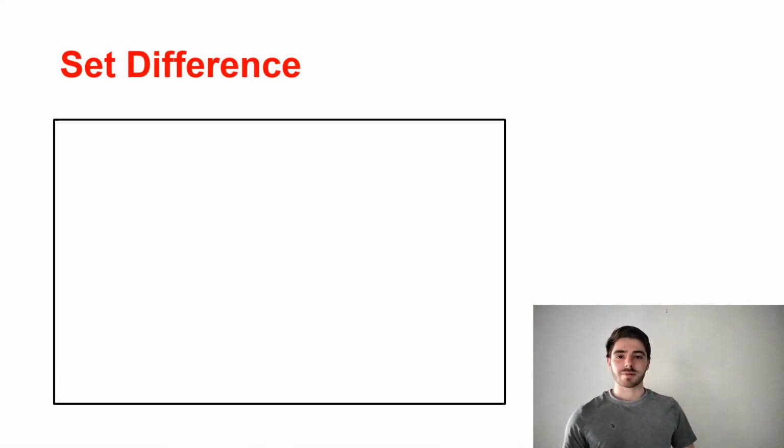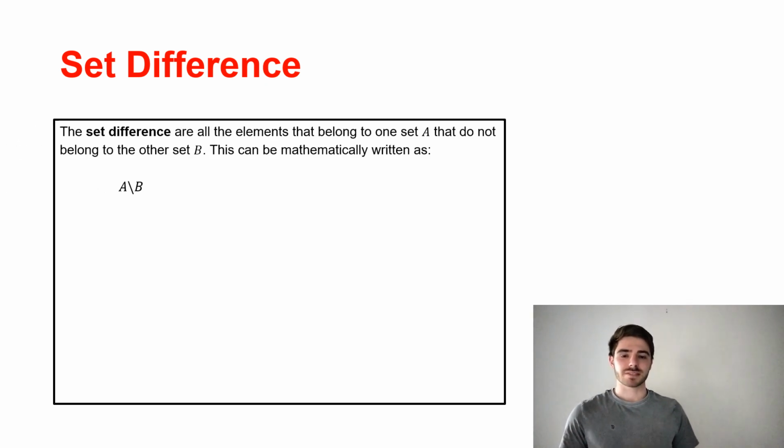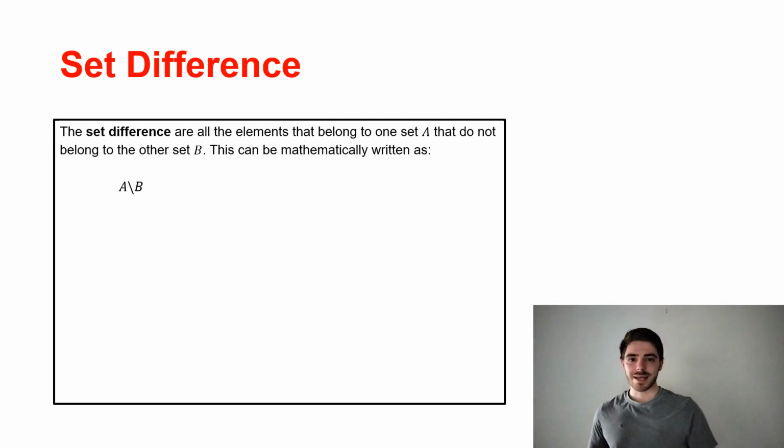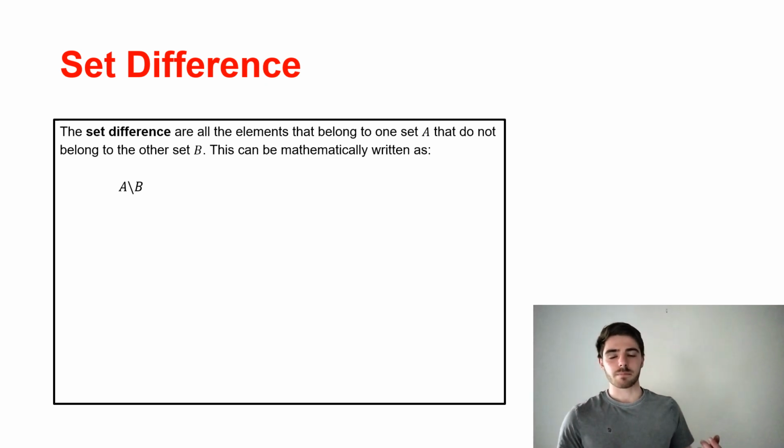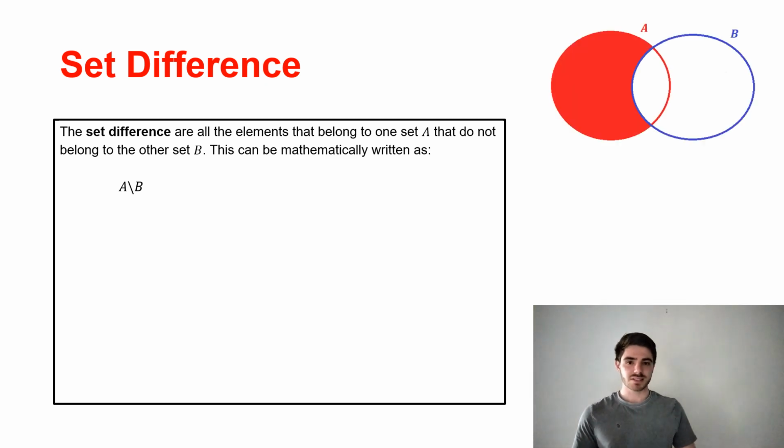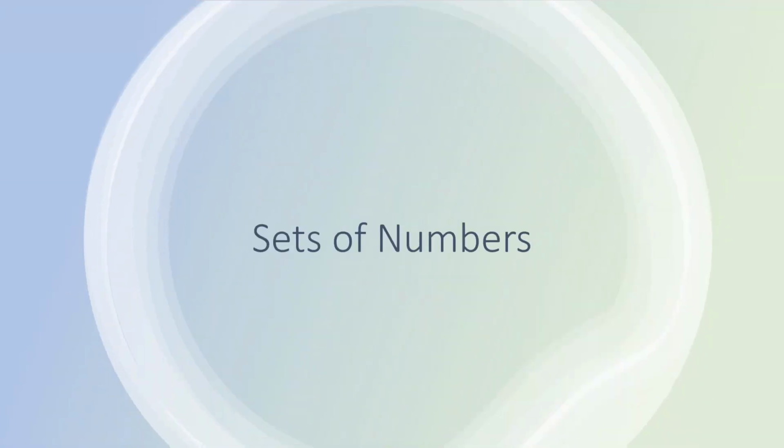Alrighty, so now we can talk about the set difference. The set difference is simply all the elements that belong to one set A that do not belong to the other set B. Now this is written mathematically using a backslash. And again, you can see what this looks like visually. If the sets have an intersection, then this is accounted for with the set difference.